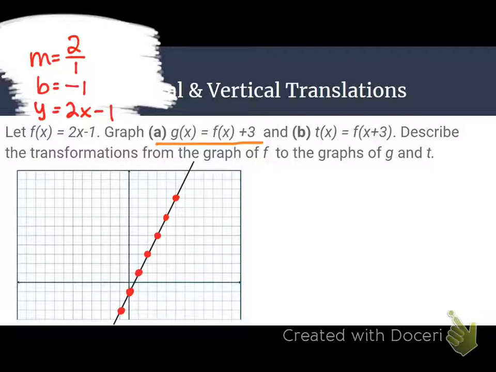So now that I have my parent function, I'm going to switch colors, and I'm going to go up 3 from each of those points. 1, 2, 3. And I get my new points. From each of my points, I'm counting up 3 to get the new one. 1, 2, 3. And you don't necessarily have to do all of them, but you can show that they all got translated up 3.